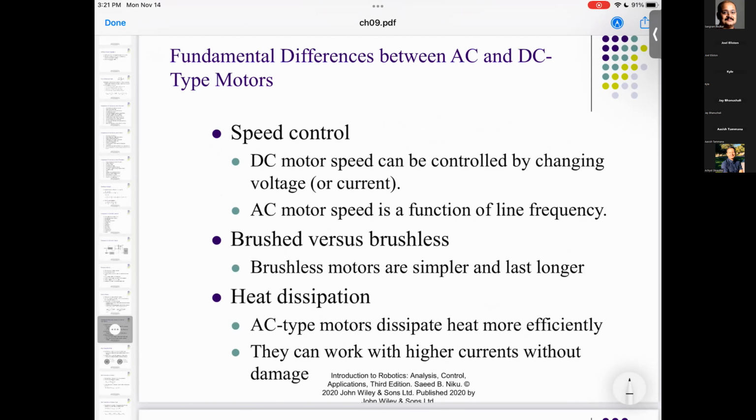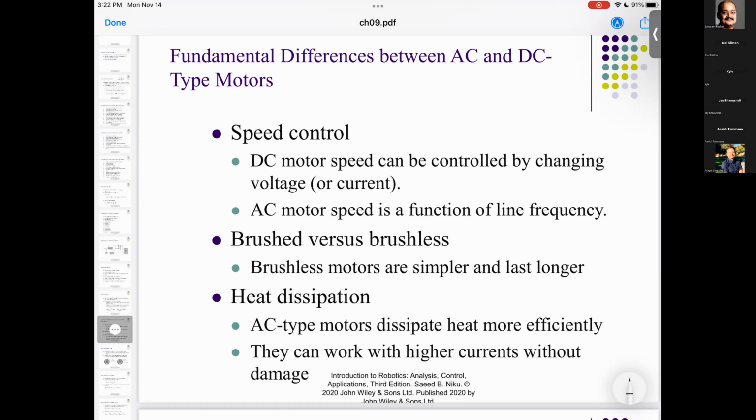Now, there are important differences between AC and DC motors. DC motor speed control is fairly simple. Change the voltage, and the speed is controlled. AC motor speed is controlled by changing the line frequency. There are two types of DC motors. You can have brush DC motors or brushless DC motors. Brushless DC motors are similar to stepper motors, wherein you have a rotating magnetic field in the stator and the rotor tries to chase this stator magnetic field. Because they don't have brushes, there is no arcing, and they are long lasting. And in terms of heat dissipation, AC motors dissipate the heat in a much better way.